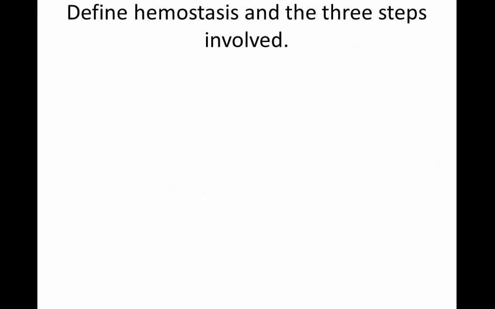Hemostasis involves 3 steps. Hemostasis is the formation of a blood clot in order to maintain the integrity of a blood vessel. It sounds like homeostasis, but homeostasis is a more generic term, just saying stability of the body overall. Hemostasis is referring to stability of the blood and the blood vessels.